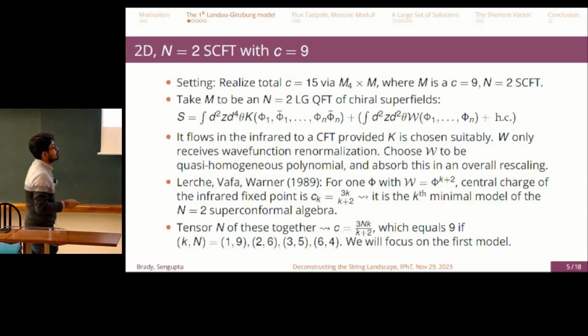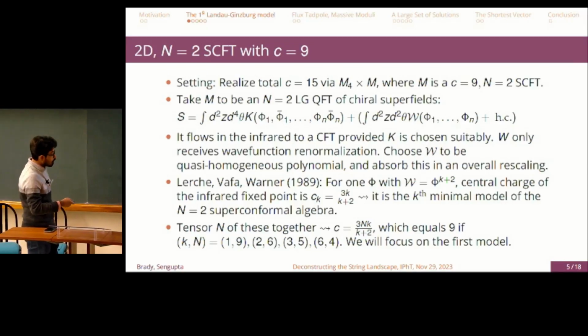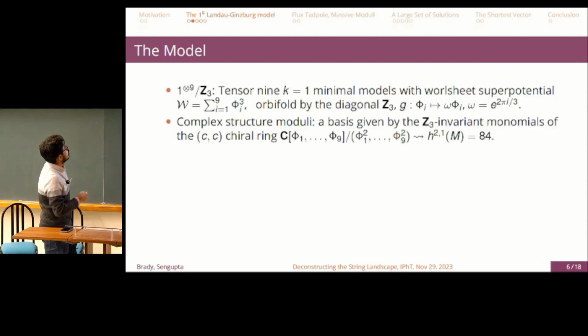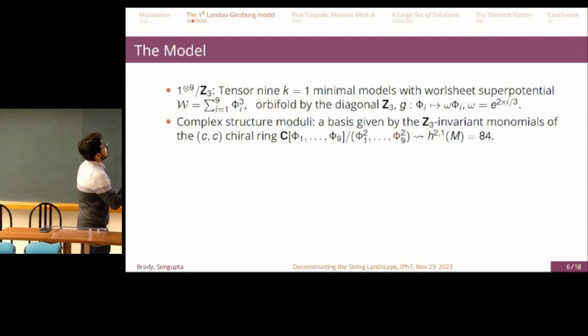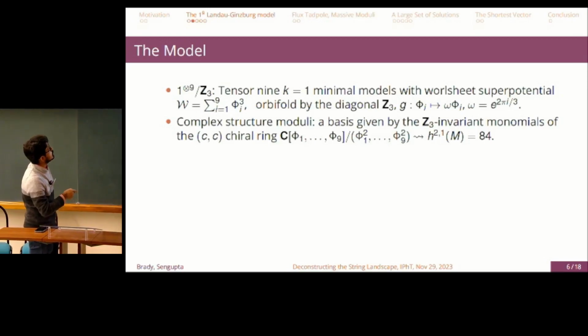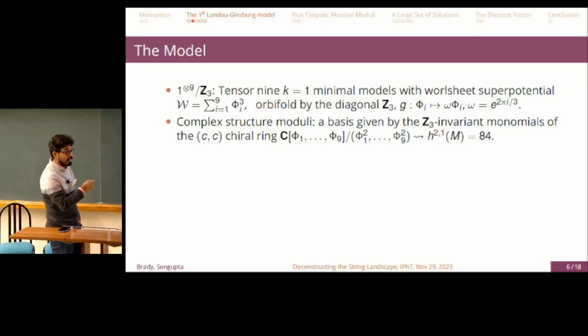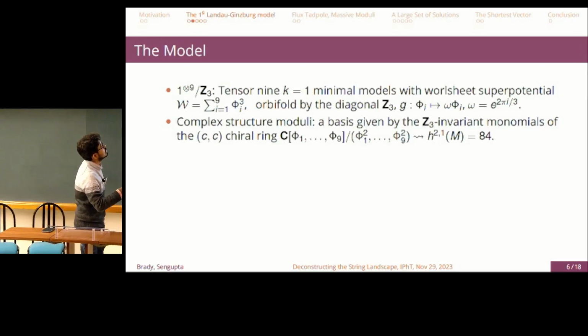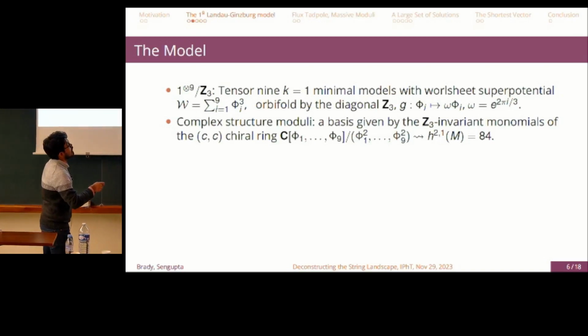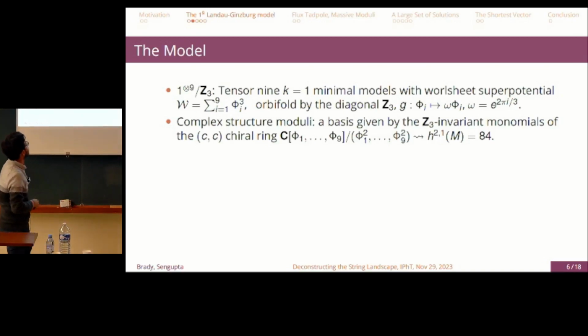So for specificity, we'll focus on the first model, 1 to the 9, and we'll take an orbifold of this guy. So in 1 to the 9 mod Z3, we take the k equals 1 minimal model, and the worldsheet superpotential is given by the sum of the individual building blocks. And there is a diagonal Z3 symmetry in it, where each phi goes to omega times phi, where omega is a cube root of unity.